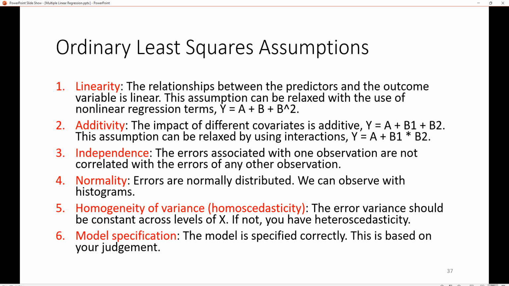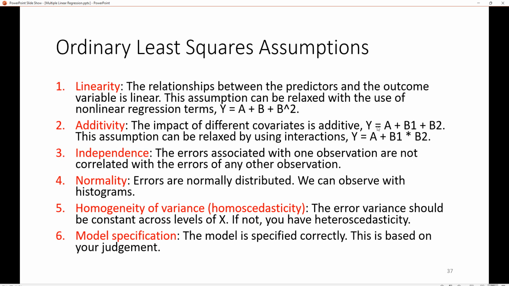For our OLS assumptions, number one, linearity, and that's the relationship between the predictor and the outcome variable. This assumption can be relaxed with the use of nonlinear terms, such as, we might add the squared term to give us a bend and give us a nonlinear trend. Additivity, the impact of different covariates is additive.